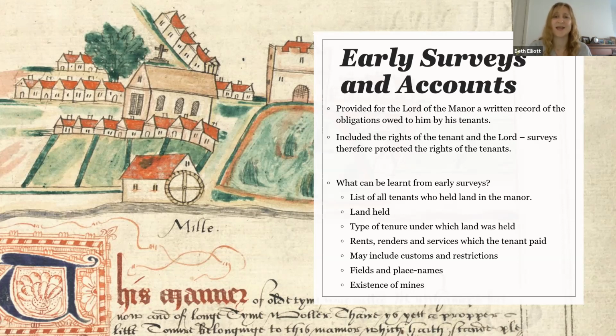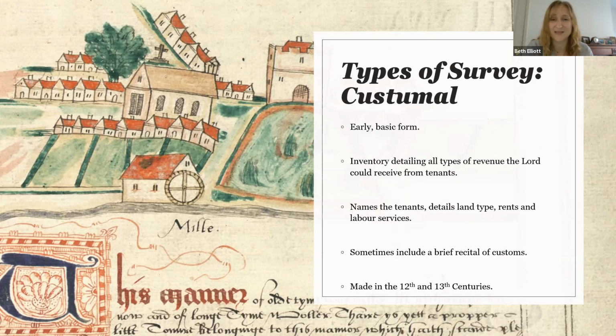And basically, what surveys were there for was a document which provided for the lord a written record of the obligations owed to him by his tenants. But within that, they also protected the right of the tenant and the lord. So the lord could see their rights, the tenants could also see their own rights, and they could see what the lord's rights were. So it protects everyone in that way. They're really interesting documents. I do include an example a bit later on, so bear with me on that one. I struggled to find some earlier ones, but you really won't if you actually start doing some research. There's plenty of them about.